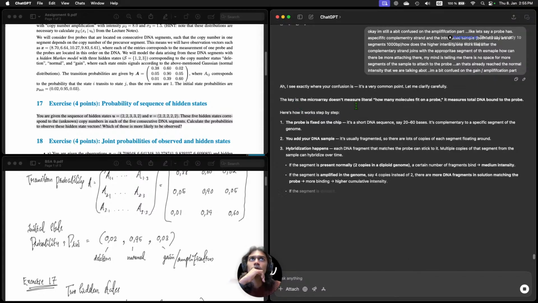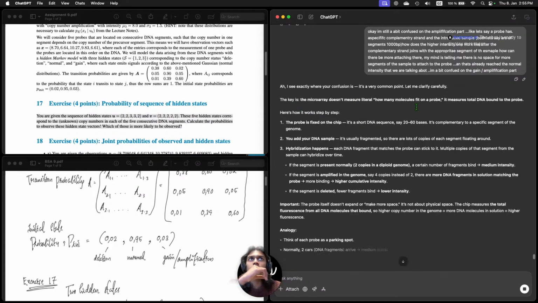The key is the microarray doesn't measure literally how many molecules fit on the probe. It measures the total DNA bound to the probe. The probe is fixed on the chip. It's a short DNA sequence, complementary to a specific segment of the genome. You add your DNA sample, which is usually fragmented, so there are a lot of copies. Hybridization happens. Each DNA fragment that matches the probe can stick to it, from multiple copies of the segment.